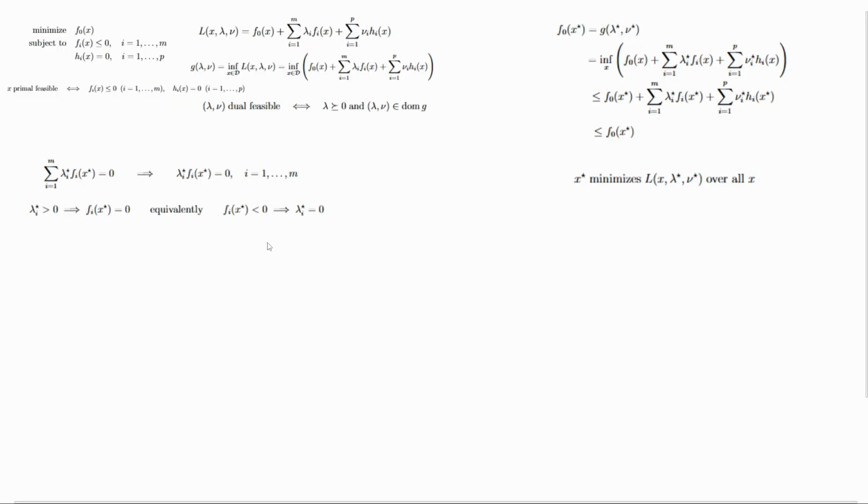And so what a lot of solvers do is they don't check for an optimal result directly, they check for this condition being true. And this is another way of establishing a solution.